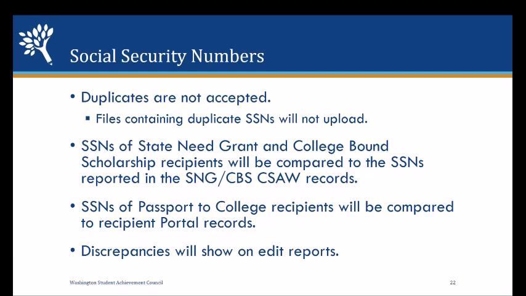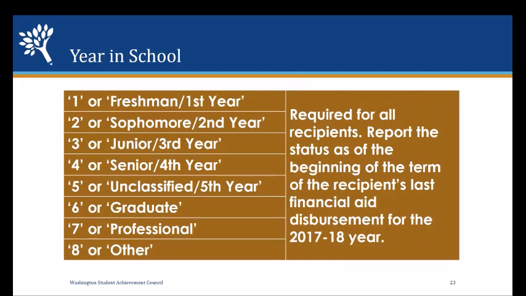SSNs of Passport to College recipients will be compared to recipient portal data records. And discrepancies are going to show on edit reports. The numbers have to match between the unit record and the interim SSNs. If you discover any discrepancies, you'll need to contact us to correct links to ensure the data or history is correct. On these, you're primarily going to work with Anne on these issues, so some of you may get to know her very well. Year in school, this is pretty standard.